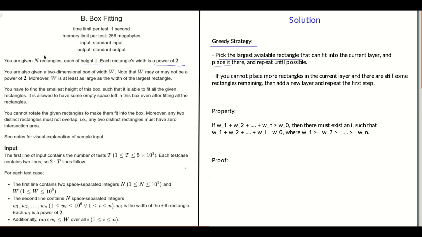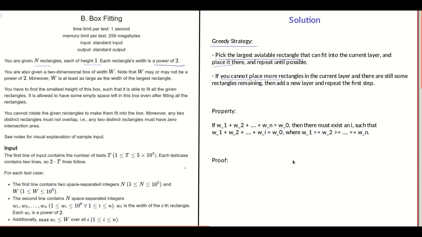So this is a more sophisticated proof, we will look into it. So let's first look at a property. If it is the case that some widths which are powers of 2, w1, w2, ..., wn, sum up to greater than w0, then there must exist an i such that the sum of the first i widths will sum up to w0, and they are non-increasing, so they are decreasing, but equality is also allowed.